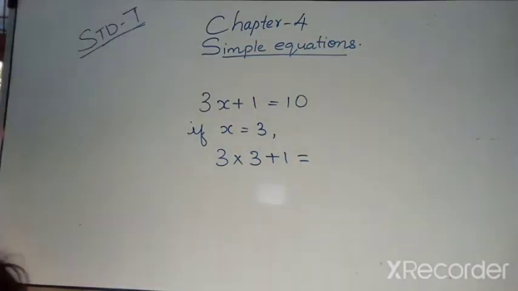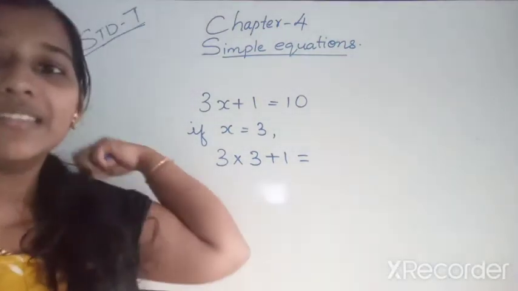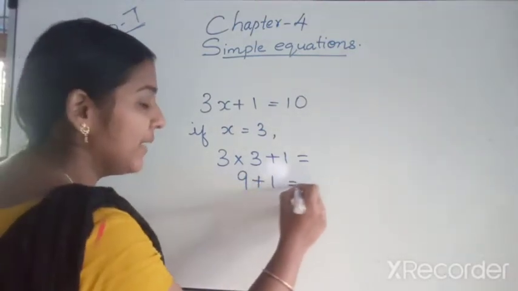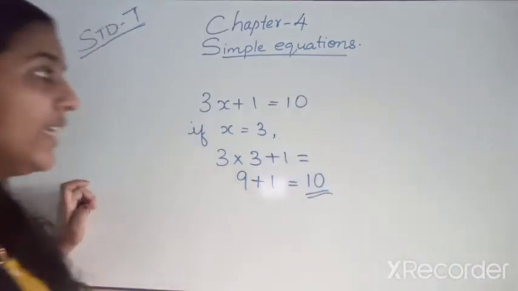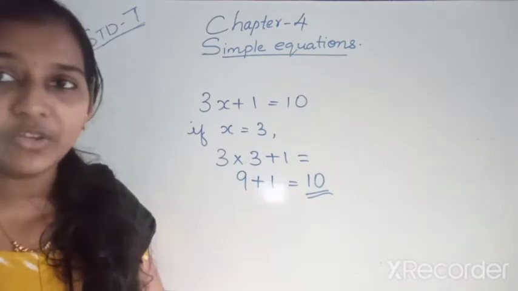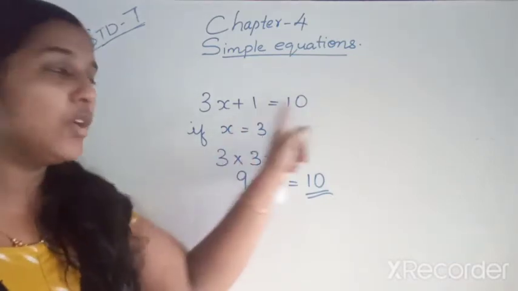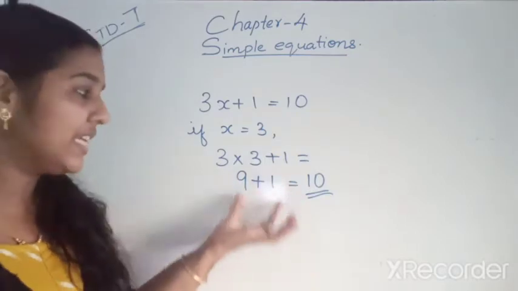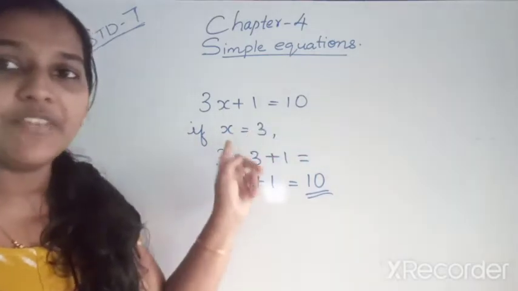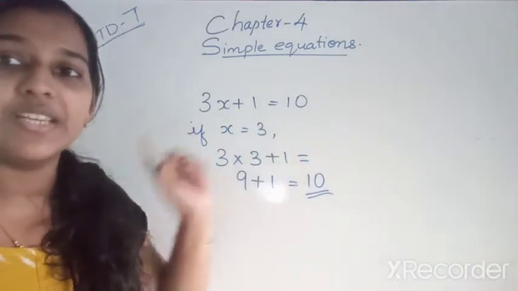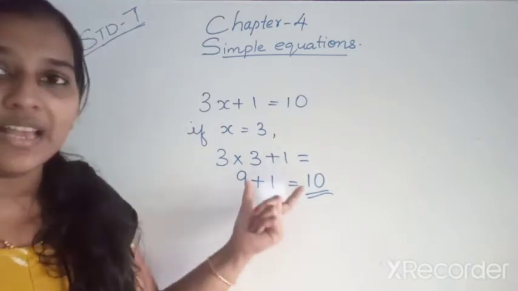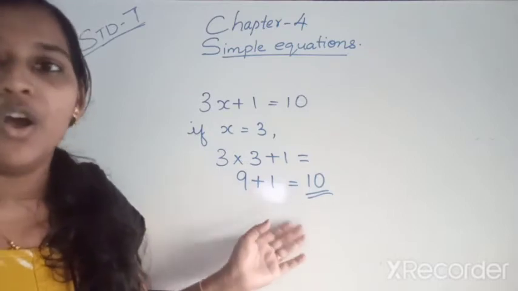Let's find out. 3 into 3, 3 threes are 9, isn't it? So 9 plus 1 is 10, and we got the right hand side. When we put the value of x as 3, we got the RHS, which shows this equation is satisfied when x is equal to 3. Got it, children? This way you can check whether an equation is satisfied or not.